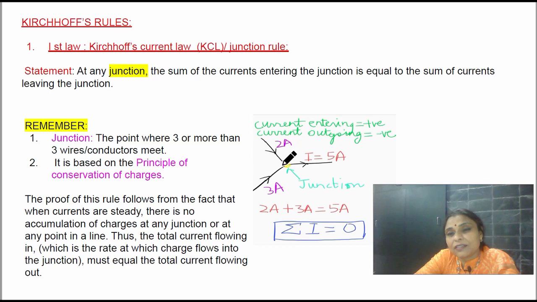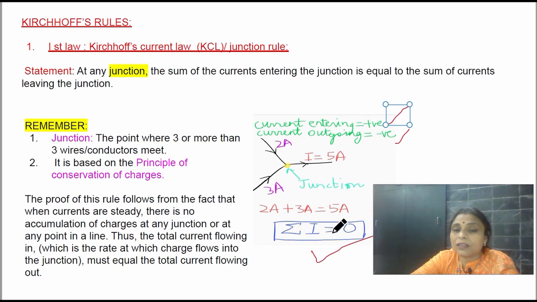2 ampere current, 3 ampere current, and 5 ampere current, which is outgoing, are meeting here. So the rule says the sum of currents entering the junction is equal to the sum of currents leaving the junction. These are the two currents which are entering, and this is the one leaving. So 2 plus 3 equals 5. It's a very simple process. And remember the polarity. We take current entering as positive, and the outgoing current we take as negative. So 2 plus 3 minus 5 is equal to 0. That can be another form of the junction rule. It can be written as summation of I equals 0.